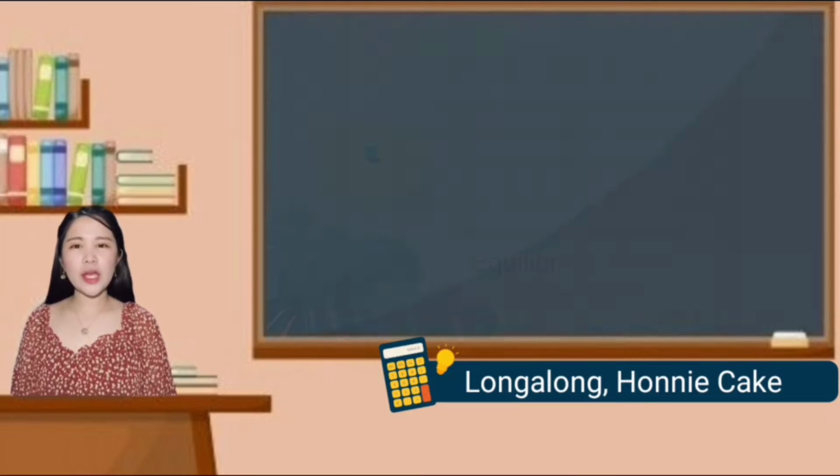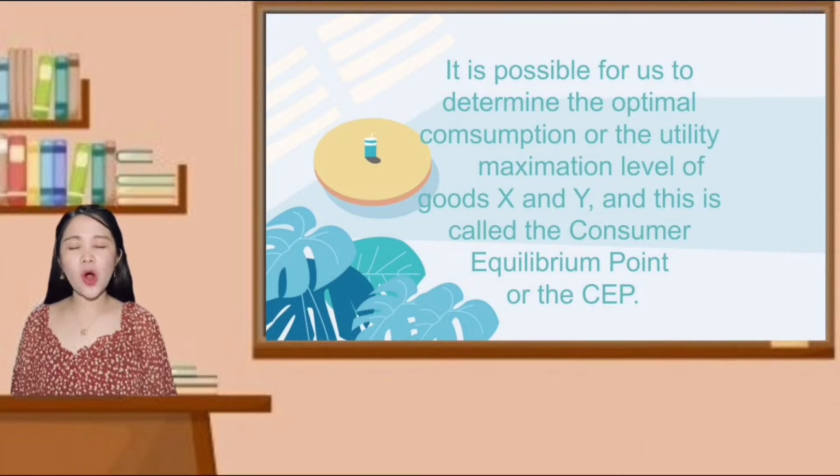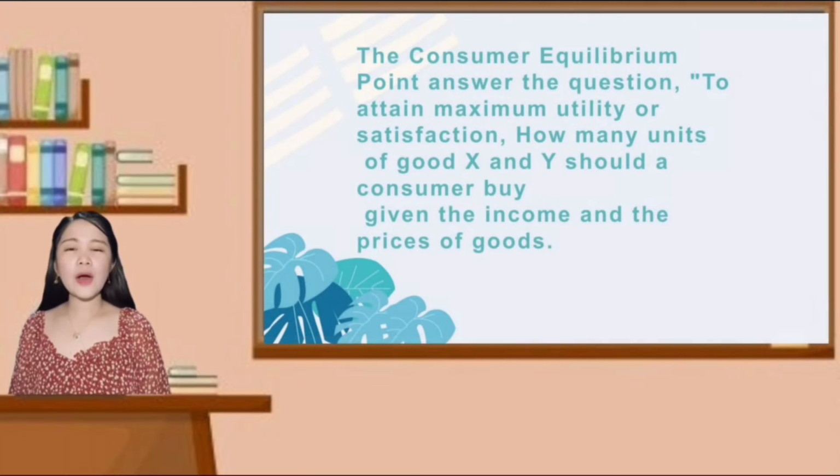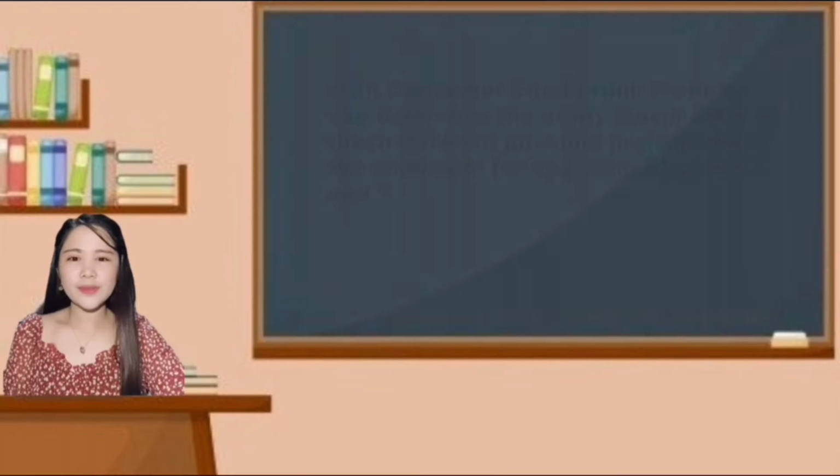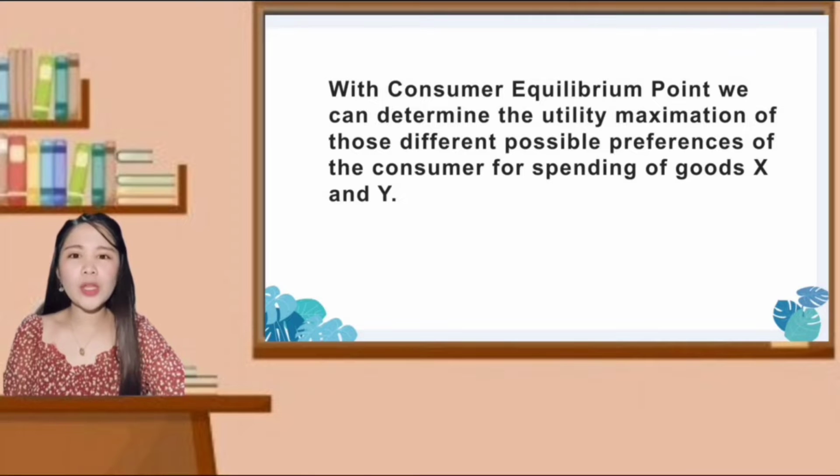It is possible to determine the optimal consumption or the utility maximization level of goods X and Y, and this is called the consumer equilibrium point. The consumer equilibrium point answers the question: to attain the utility maximization or satisfaction, how many units of goods X and Y should the consumer buy given the prices and the income? With the consumer equilibrium point, we can determine the utility maximization level of goods X and Y with different possible preferences of the consumer spending combination of goods X and Y.